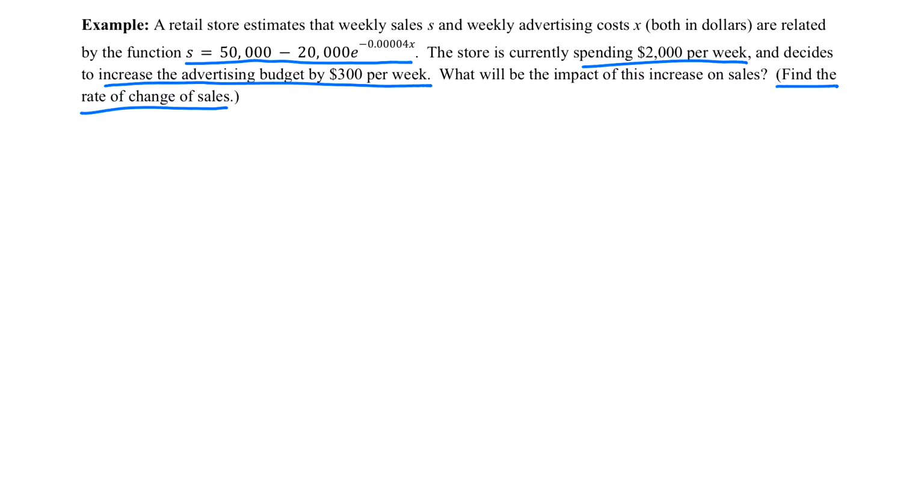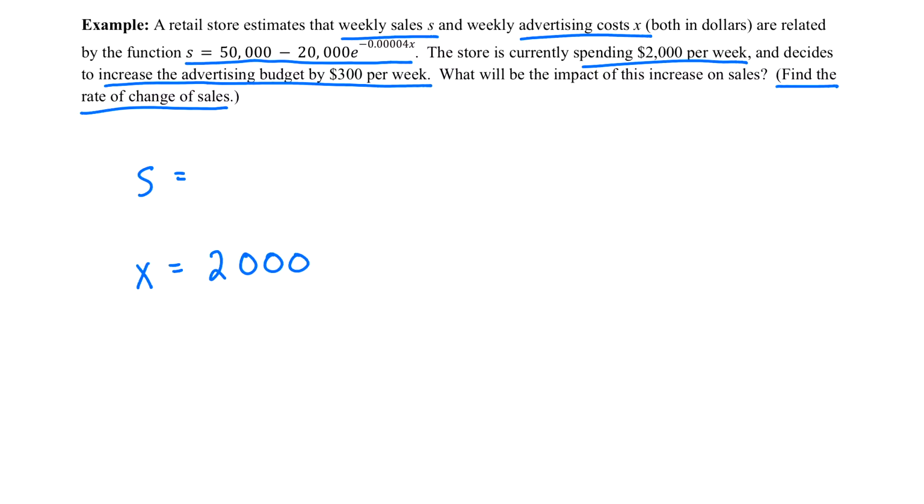So we have the weekly sales, which is S, and the weekly advertising cost X. Here in this case, they are both in dollars. And they're related by this equation that we'll be using later on. It says the store is currently spending $2,000 per week. That's how much we're spending on our advertising costs. So that means X is equal to $2,000 right now.